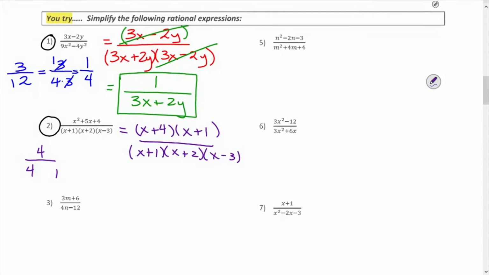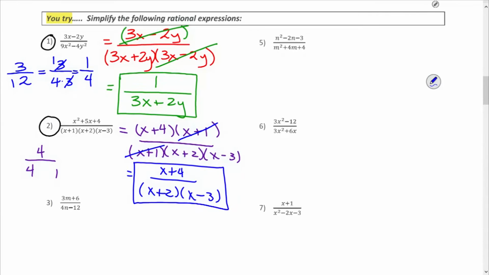Okay, so I've factored the numerator, factored the denominator. I will now cancel out common factors, and that looks like an x plus 1, this entire factor, and I have x plus 4 divided by x plus 2 and x minus 3. And a note here is that you will leave things factored. Don't multiply things out, okay? Because most things that we do in solving and other things that we'll do later on with rational equations, leaving it in a factored form will be easier for us.